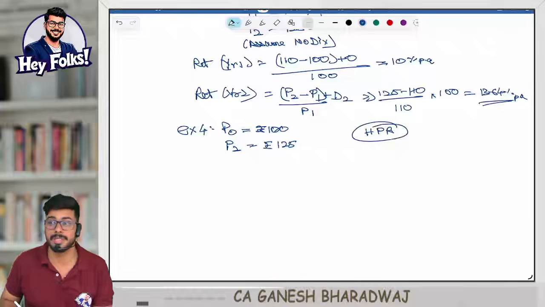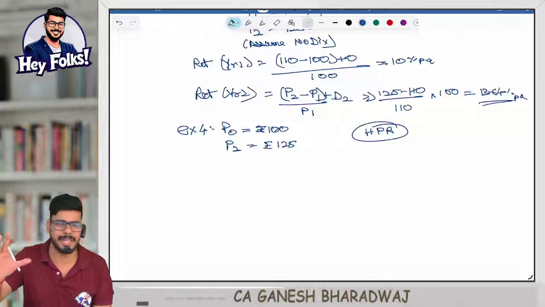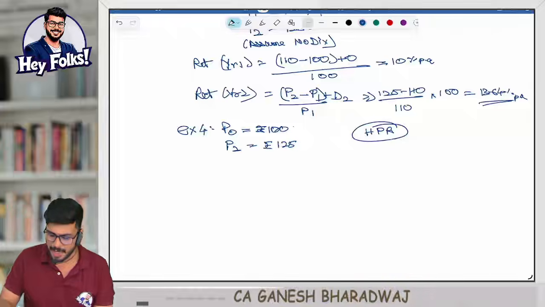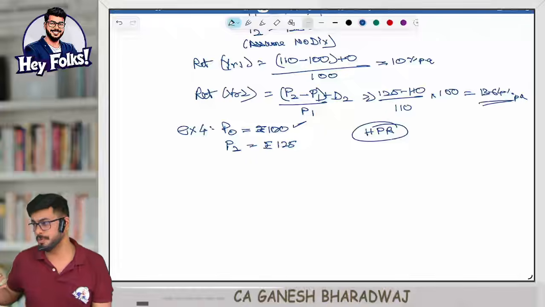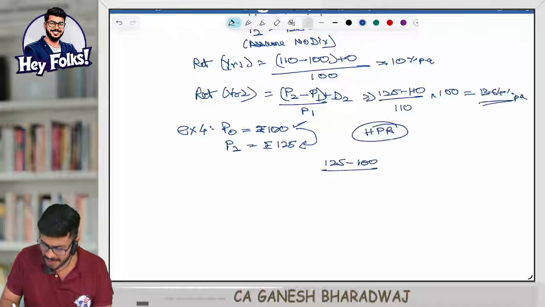return. What is it called? Holding period return. What is the meaning of this? Simple. They use all fancy language. Logically think. I invested today by paying 100. I hold it for 2 years. Over a span of 2 years, my investment has grown by how much? Can I say 125 minus 100 divided by 100?